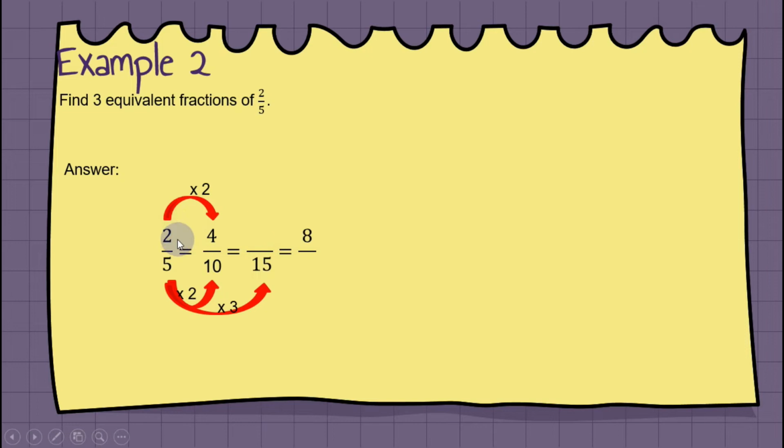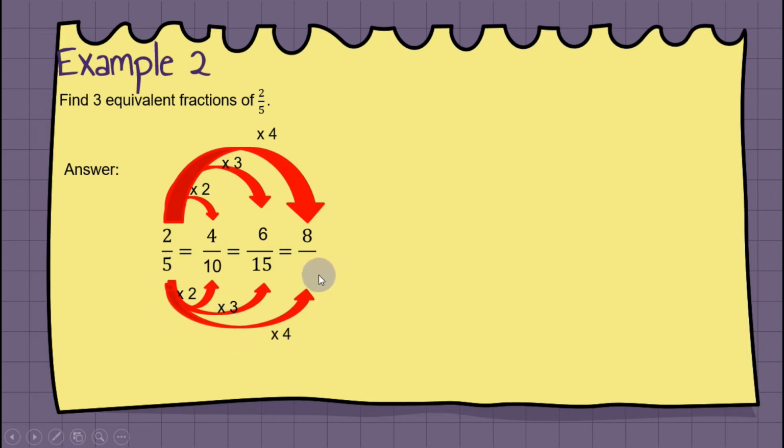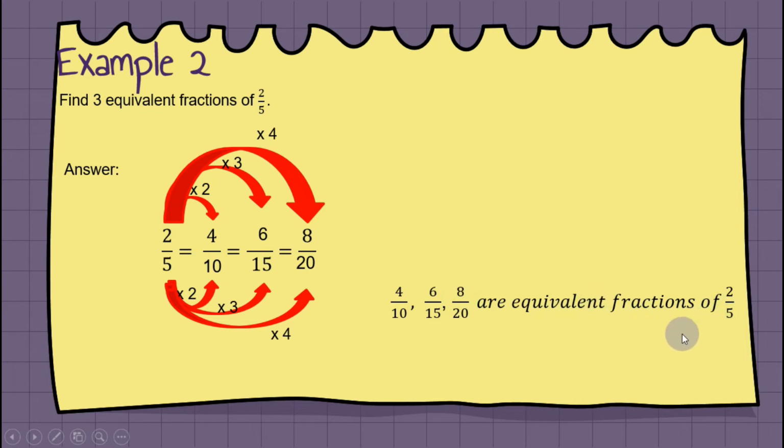So numerator times 3 also becomes 6. The numerator 2 becomes 8. So times 4. Now denominator times 4 also becomes 20. 4/10, 6/15, 8/20 are equivalent fractions of 2/5.